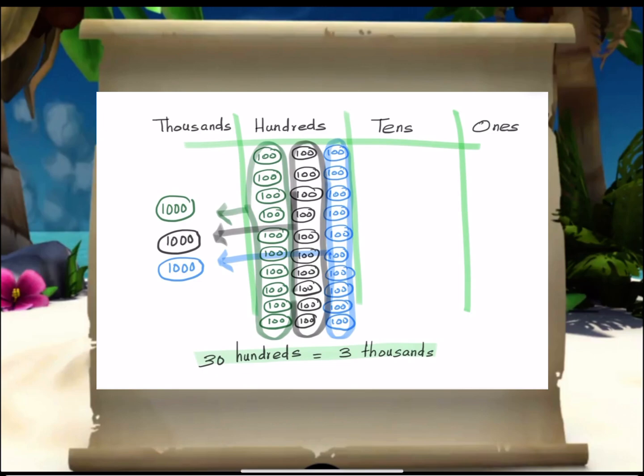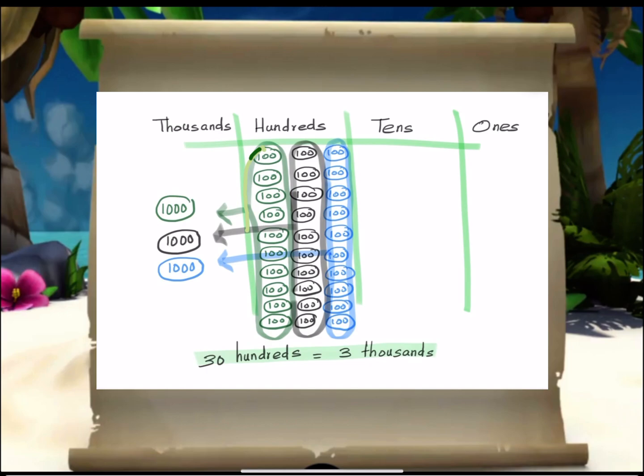So here you can see a place value chart with ones, tens, hundreds and thousands. In the hundreds column, you can see there are 10 green hundreds and then 10 black hundreds and then 10 blue hundreds. So what I have done here is I can bundle. I can bundle the 10 green hundreds and I can move it to the next column, which is a thousands column, and I can mark it as 1,000 unit.